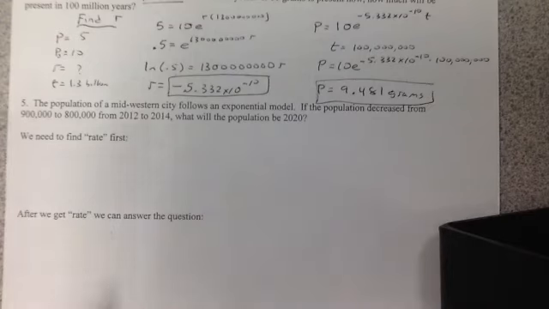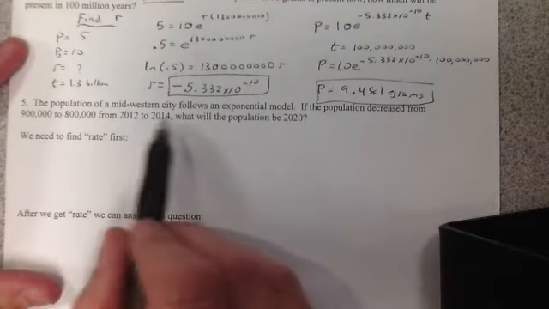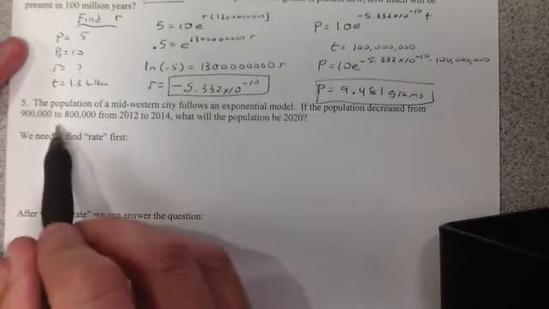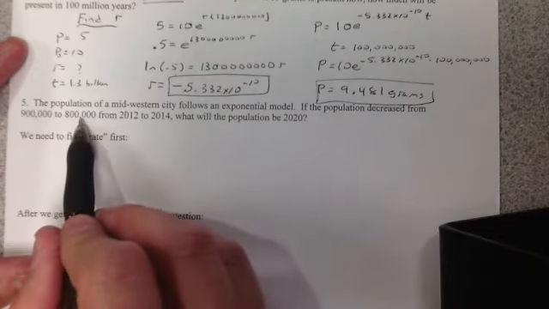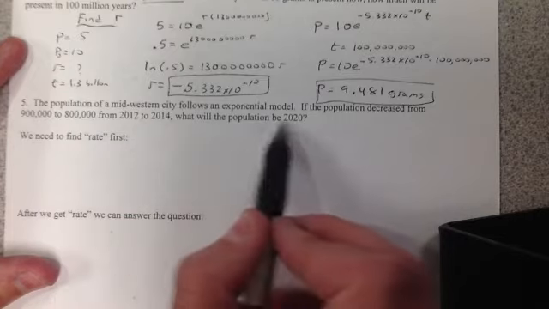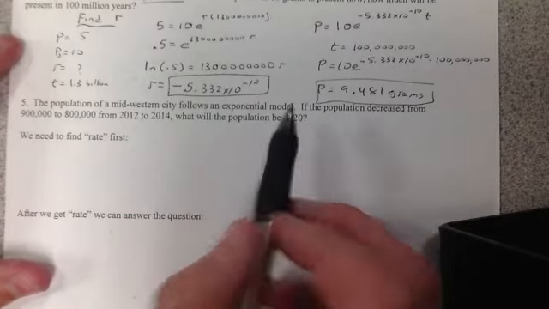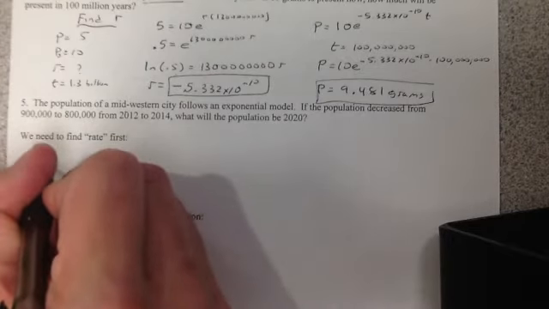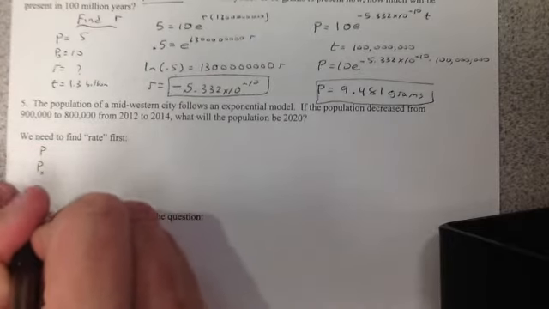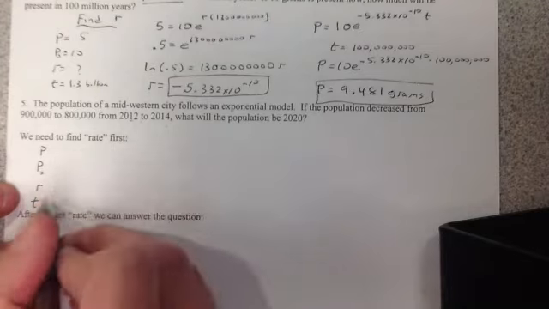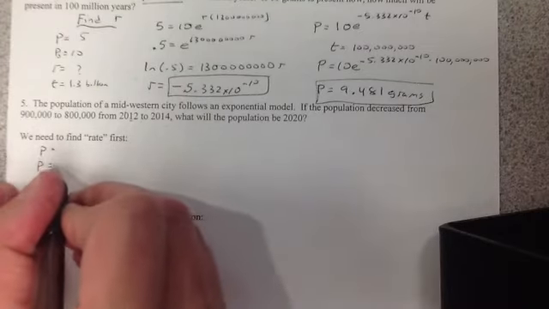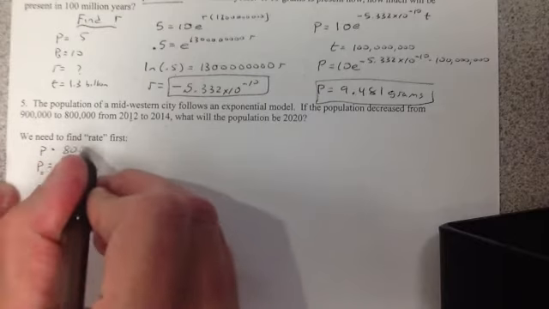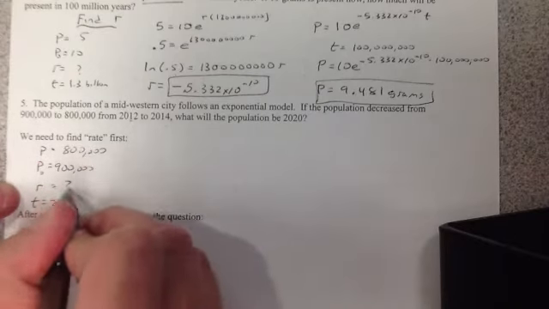All right, enough of a break. The population of Midwestern cities follow this model. The population decreased from 900,000 to 800,000 in 2 years. What will be the population in 2020? So what we got to do is come up with the rate, and that's easy. We get P, P naught, r, and t. We know the time. It took 2 years for the population to go from 900,000 to 800,000. We're looking for the rate.